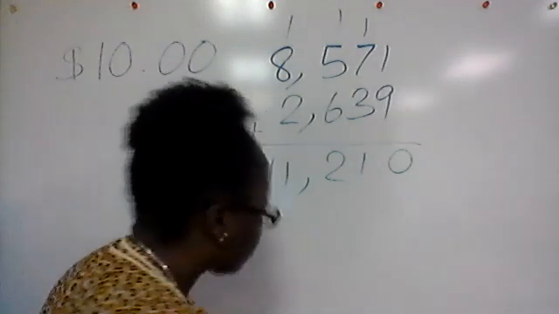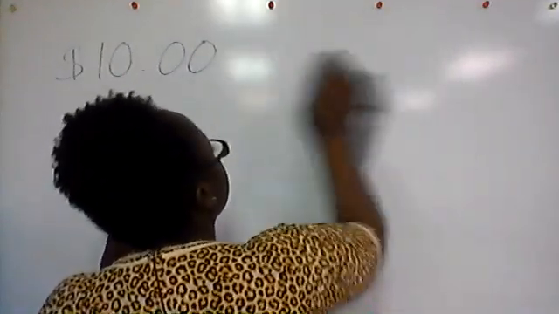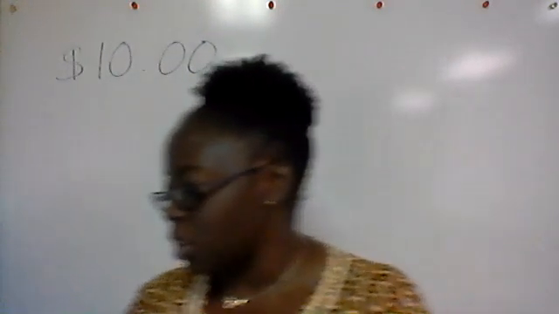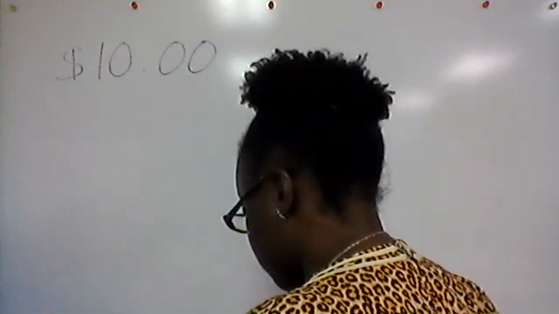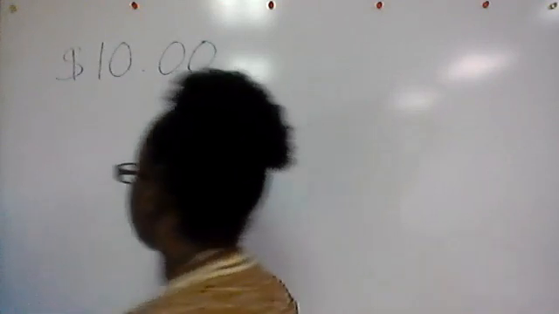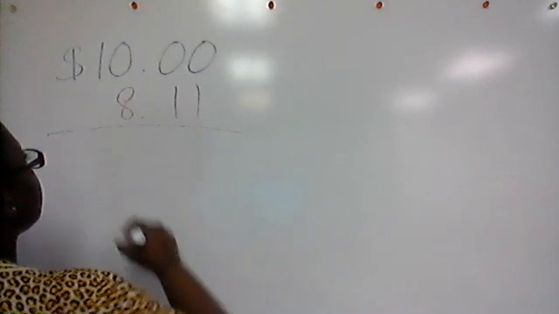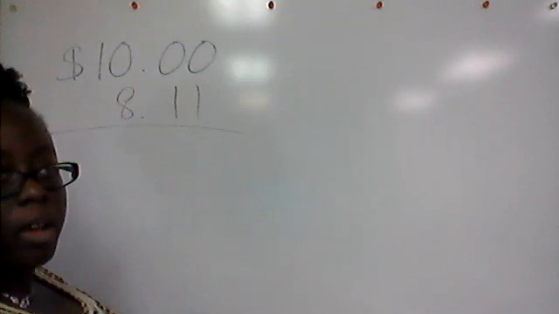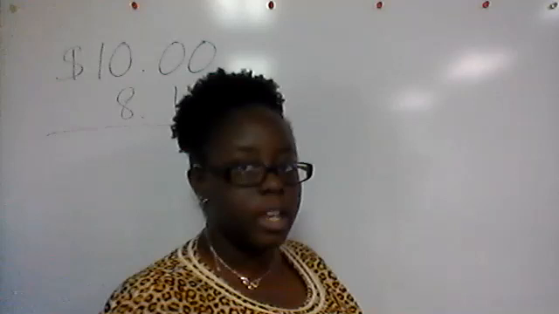Alright, so take a look over here. I have put $10 on the board. So let's just suppose Dad went to Snack Shop with a $10 bill, and he went to buy some snacks for the family. His purchase cost $8.11. So if he went to spend $8.11, how much does he have left? Are we doing addition or subtraction? Well, how much he has left means we're doing subtraction.